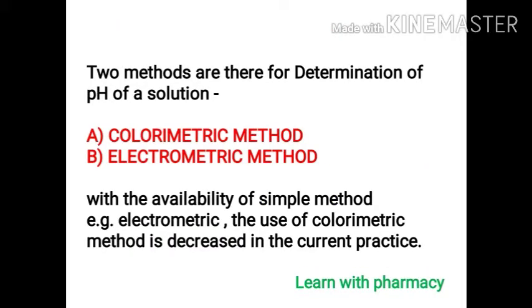Two methods are there for determination of pH of a solution. They are as follows. First, colorimetric method and second, electrometric method. With the availability of a simple method, that is the electrometric method, the use of the colorimetric method has decreased in current practice. The reason we will see in the methods, why the colorimetric method's use has decreased.